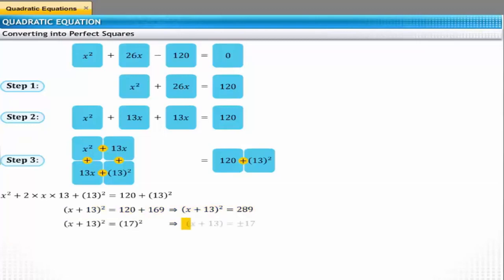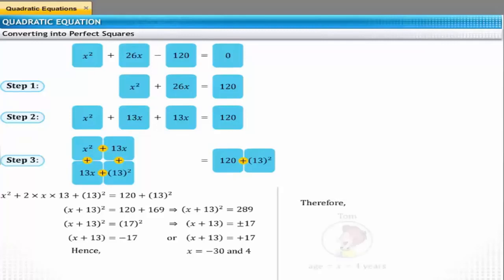On simplifying the equation, you get x plus 13 is equal to plus or minus 17. This means x plus 13 is equal to minus 17 or x plus 13 is equal to 17. Hence the values of x are minus 30 and 4.